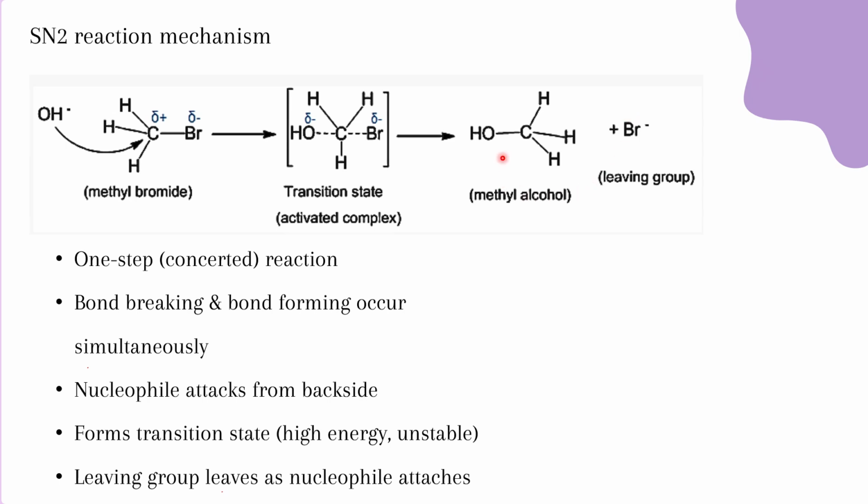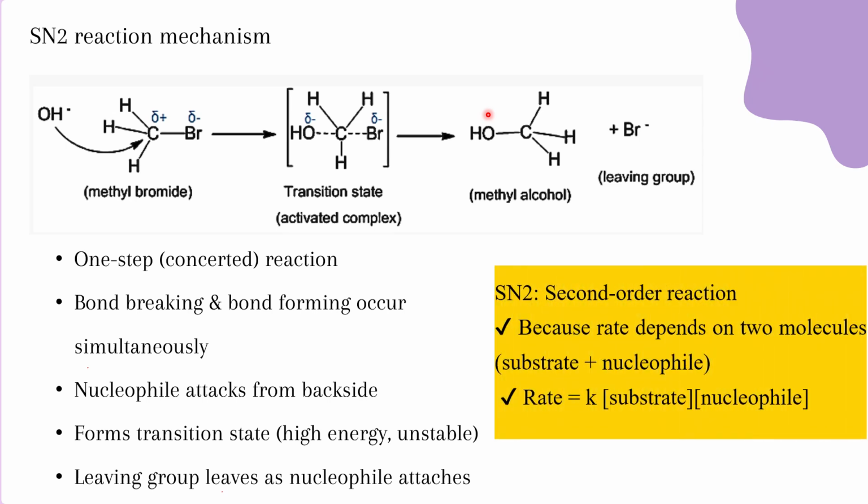Our respective product. Now, when this attack is happening, the attack is only possible from the back side. Why? Because Br is present on the front side and it is not possible to attack from that side. Hence, it results in the formation of a product where there is this inversion of configuration. Okay, so this means the configuration is completely changed. So this is how actually SN2 reaction happens.